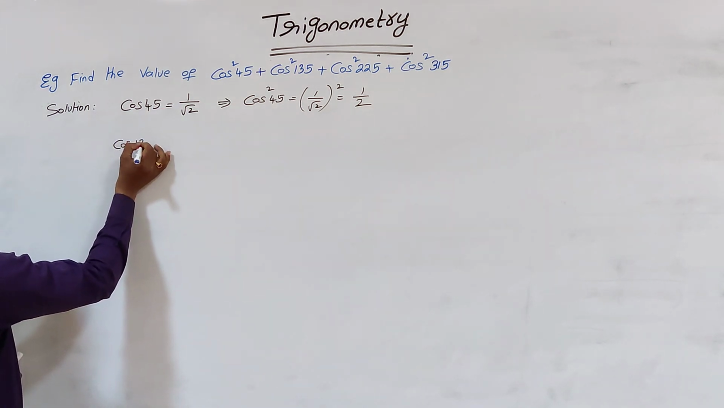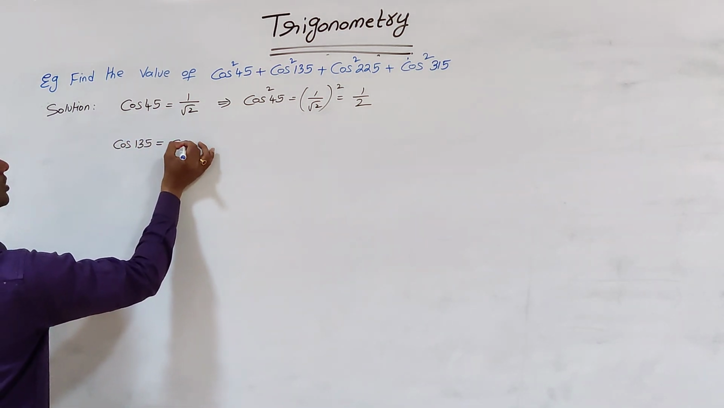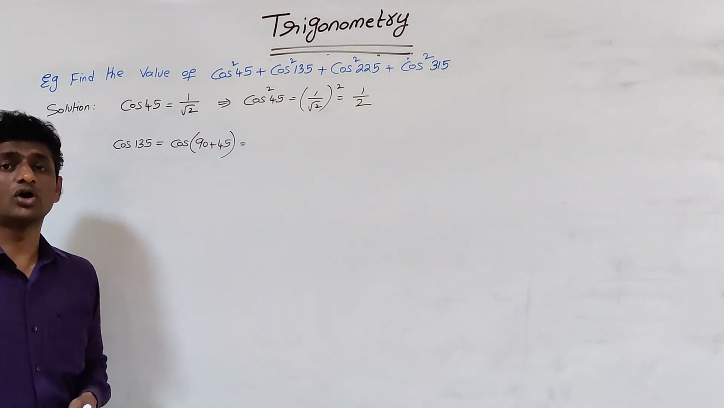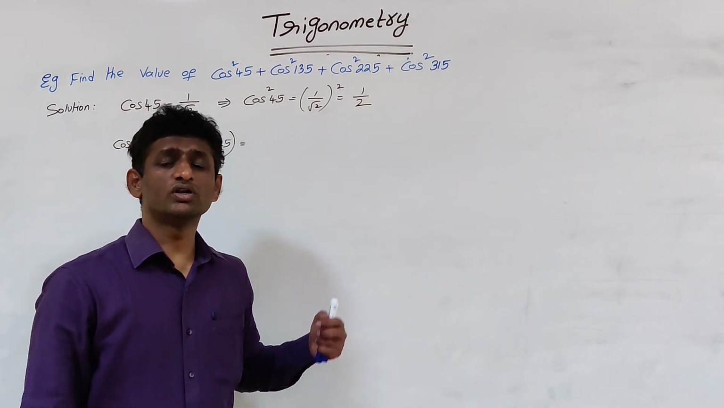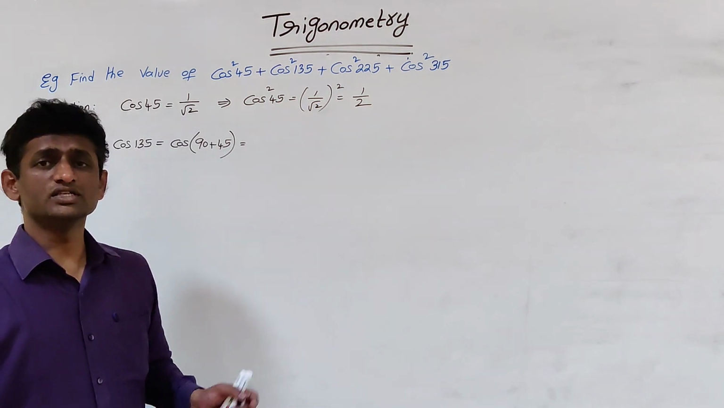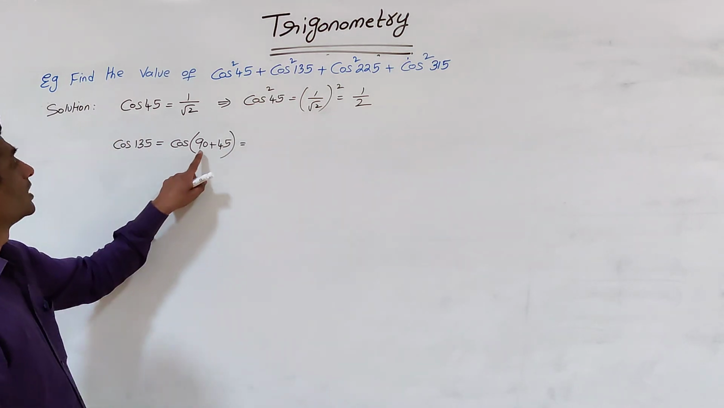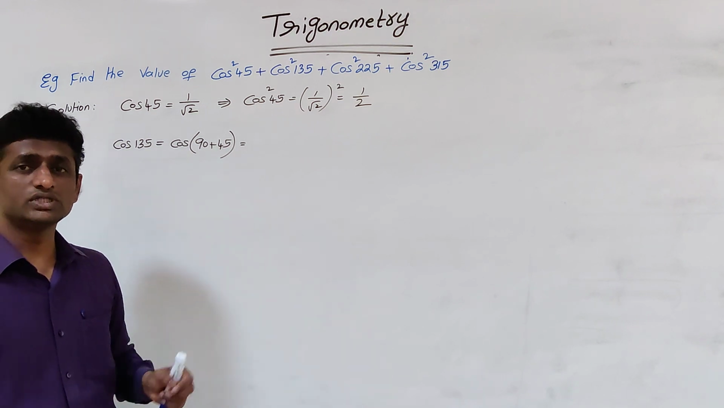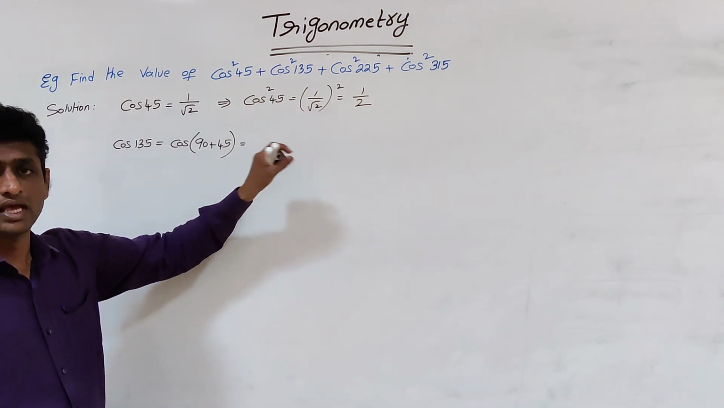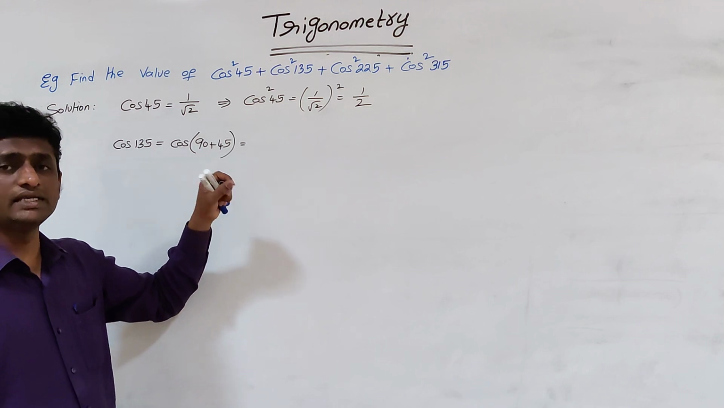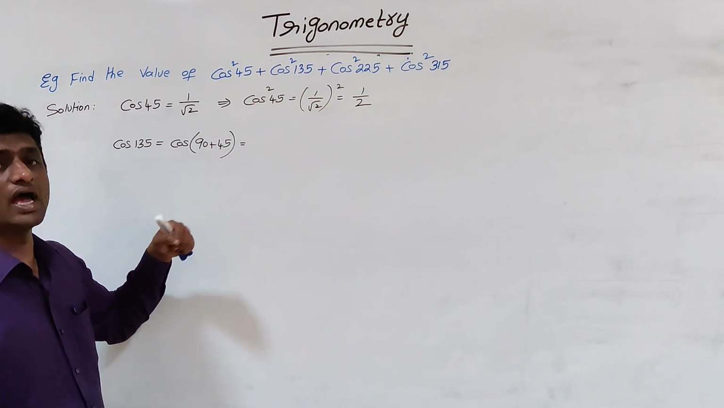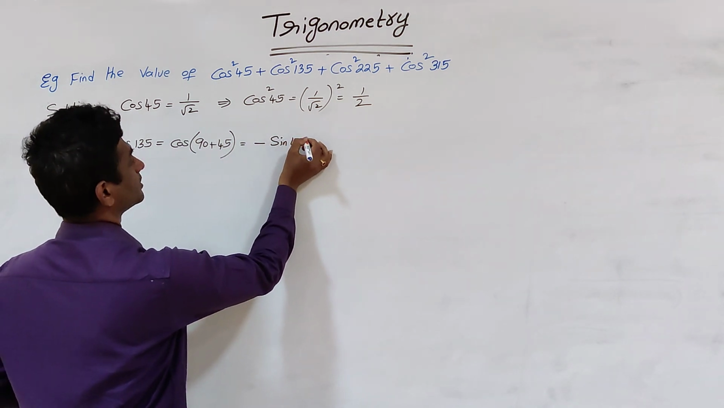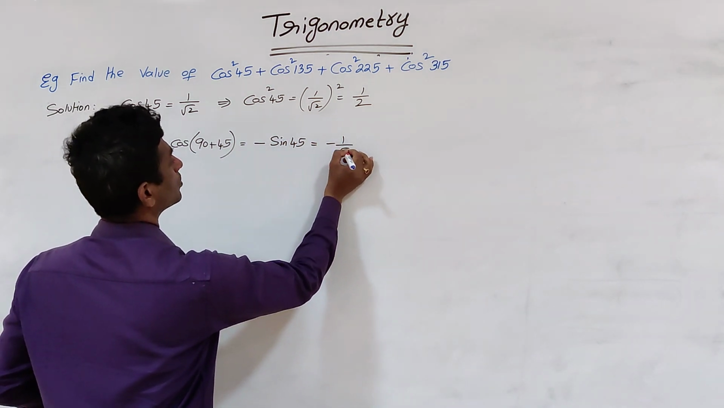cos 135. Cos 135 is cos of 90 plus 45, which means it is in the form of cos of 90 plus theta. So what is cos of 90 plus theta? It is minus sin theta, as 1 times of 90 is an odd multiple of 90, the trigonometric ratio changes cos to sin. And 90 plus 45 lies in the second quadrant, where cos is negative. So it will be minus sin 45, again minus 1 by root 2.